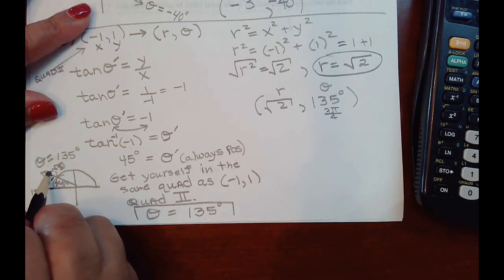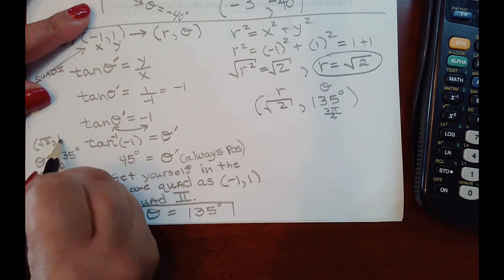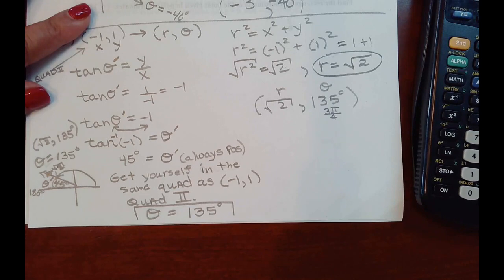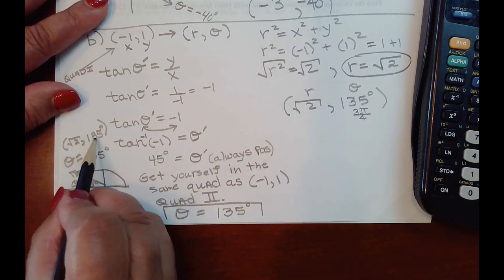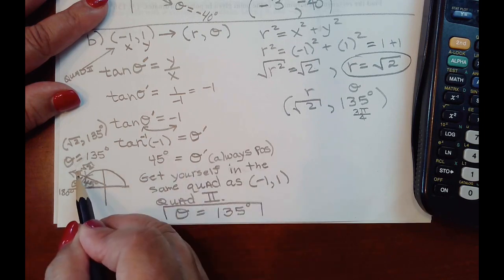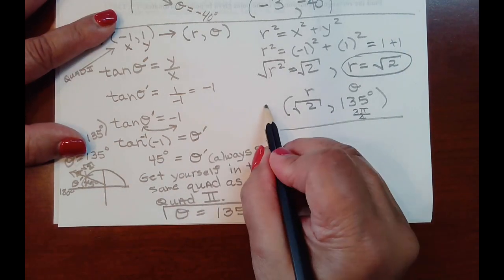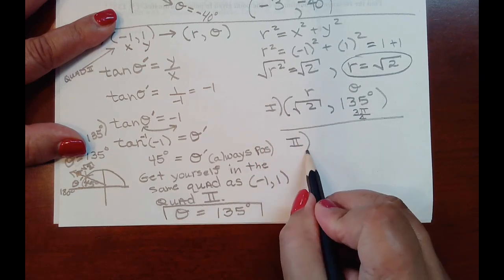That's what you're representing right there. Square root of 2, 135. And if you want to get a real easy second answer, you could just stand right here at square root of 2, 135, and just rotate an additional 360. So this will be one answer, and this will be a second answer.